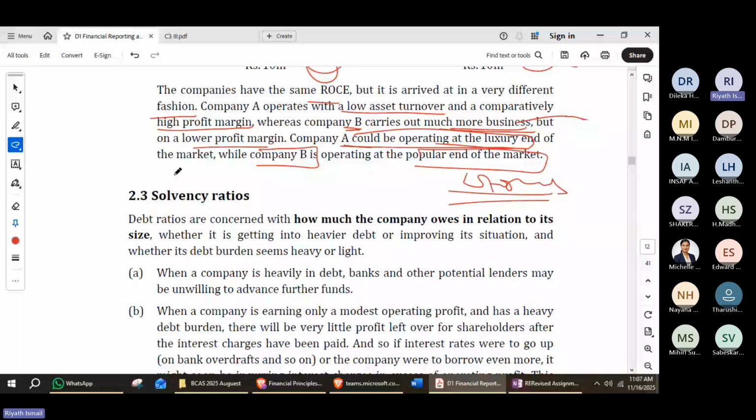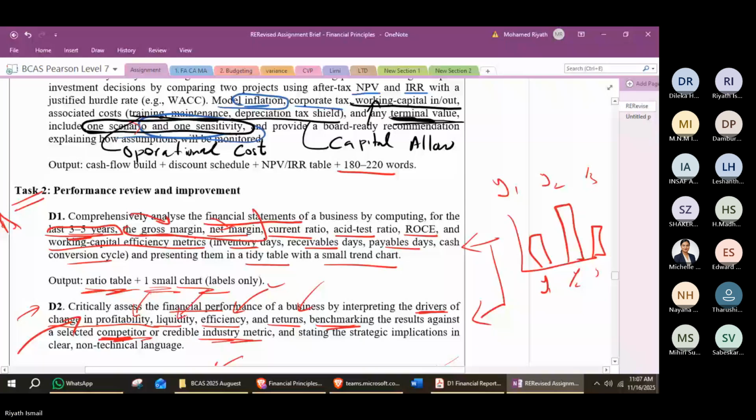Solvency ratios: actually, we don't want to talk about solvency ratios here. I know this.